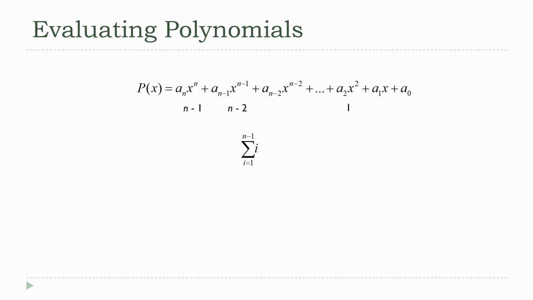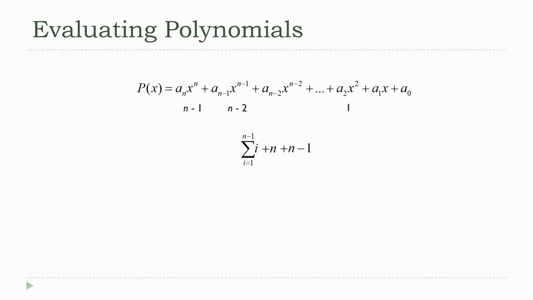Okay, so that's the exponents. How about the coefficients, right? The multiplications. Well, there's a total of n multiplications. You can see it in the polynomial there, right? We have to multiply a sub n by x to the n, a sub n minus 1 by x to the n minus 1, so on down to that a sub 1 x term. And then there's the additions, right? The final step, adding everything together, and that is another n minus 1 arithmetic operations.